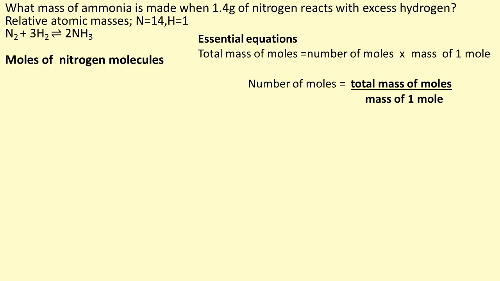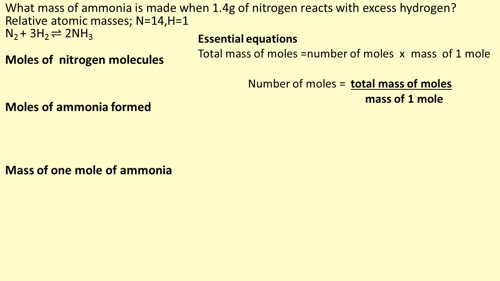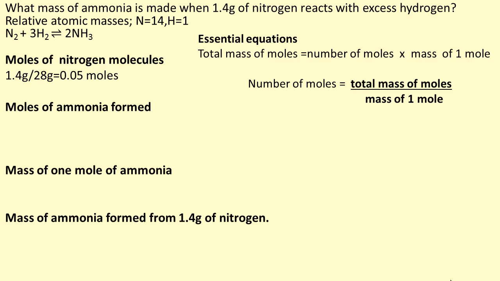The essential steps could be calculating the number of nitrogen molecules, then the number of moles of ammonia formed, then the mass of 1 mole of ammonia, and finally the mass of ammonia formed from 1.4 grams of nitrogen. So let's go through those 4 steps. Firstly, the moles of nitrogen molecules. We can do this by dividing the mass of nitrogen in the question by the mass of 1 mole of nitrogen molecules. Thus, 1.4 grams divided by 28 grams gives us 0.05 moles of nitrogen.